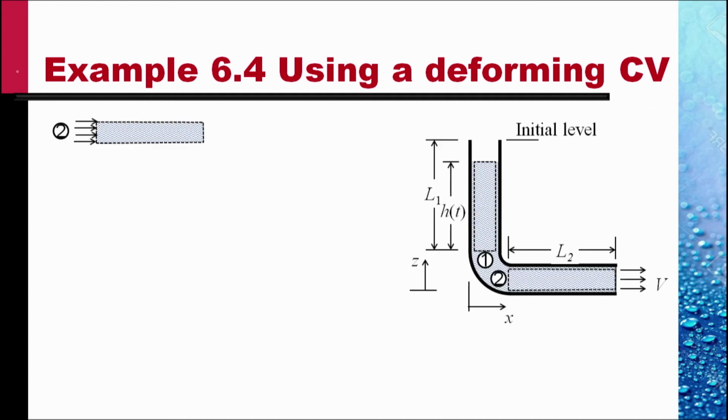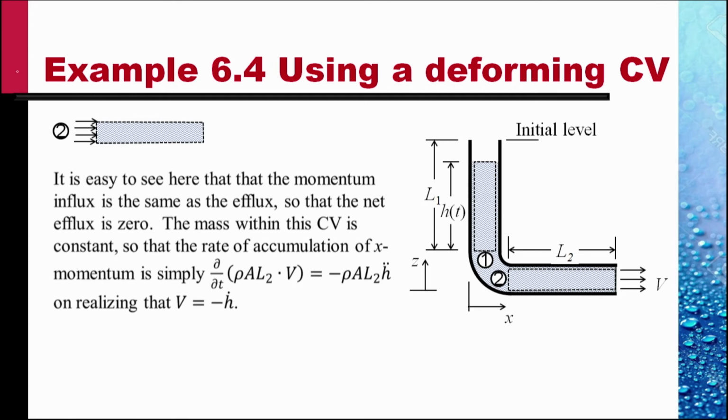Similarly, we work on the second control volume, the horizontal leg. Here, it is easy to see that the momentum influx is the same as the momentum efflux. Same volume, same rate the mass is coming in, same rate the mass is leaving. The velocity at inlet is the same as the velocity at outlet. So net efflux is 0.